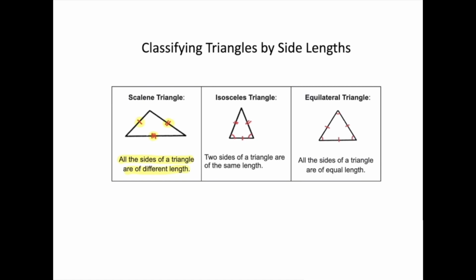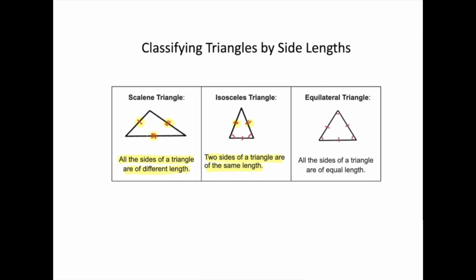Another type of triangle is an isosceles triangle. With an isosceles triangle, 2 of the sides are the same length. Notice that this side has 2 notch marks, and this side also has 2 notch marks. That means that those 2 sides are equal.